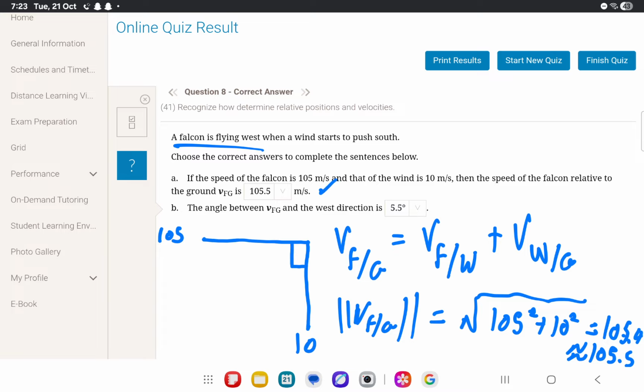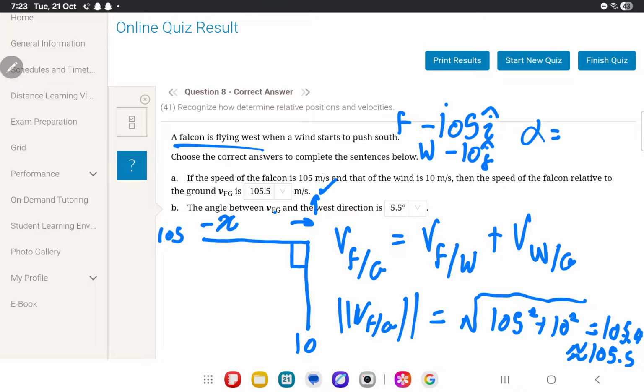Now the angle between V of FG and the west direction. For the Falcon, it's negative 105i, and the wind is negative 10j. Why? Because the positive is east, and the positive for the wind is north, but we're moving south, so it's negative 10j. It's negative and negative.